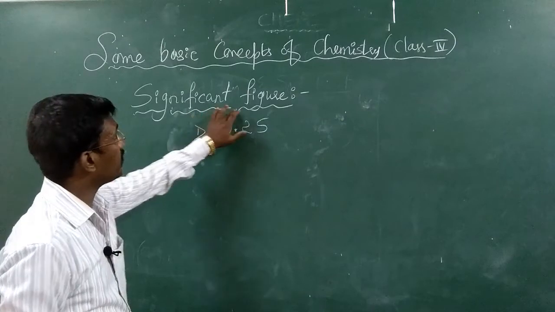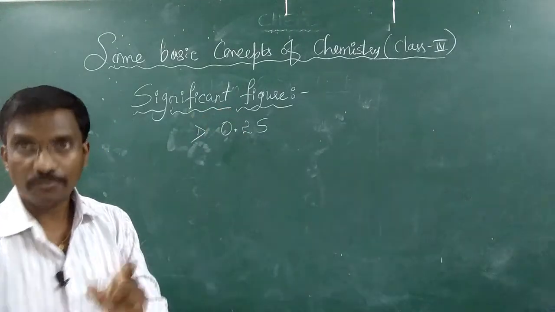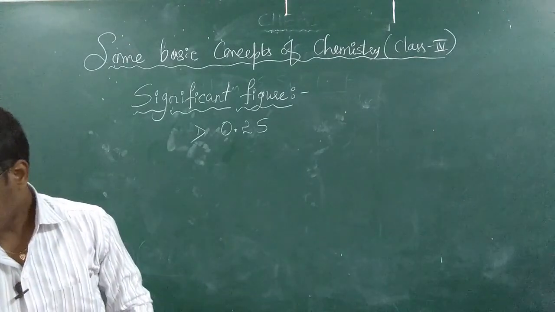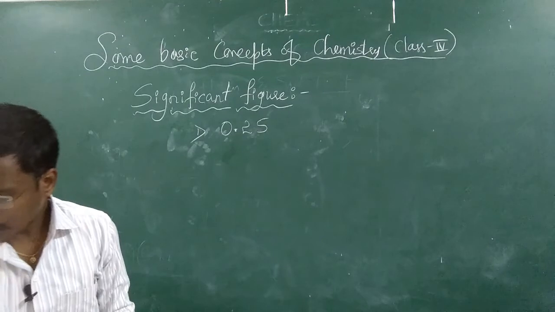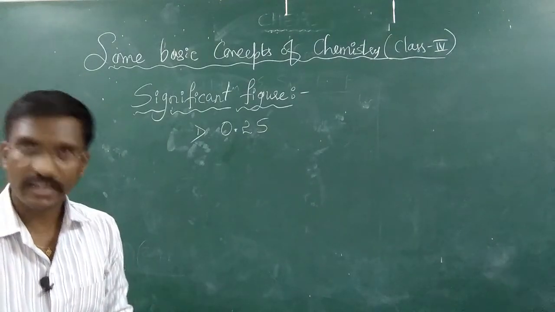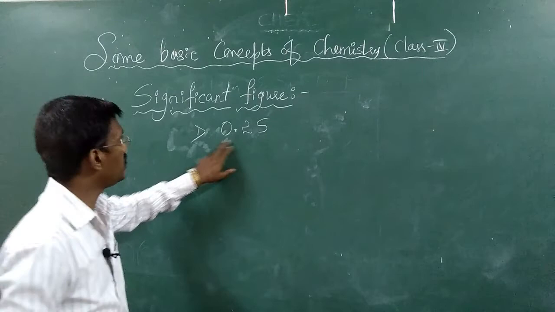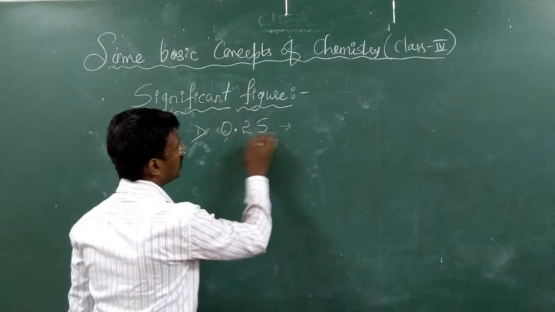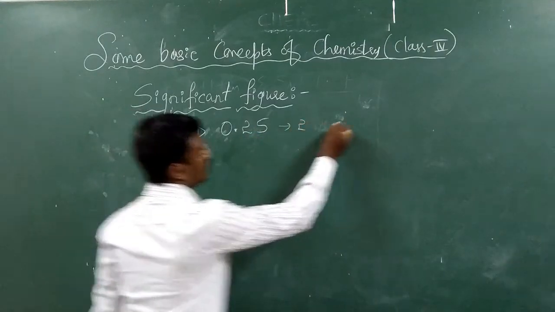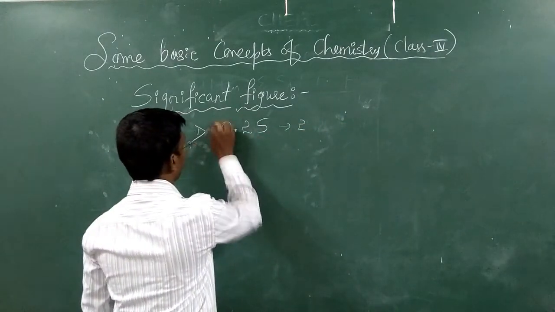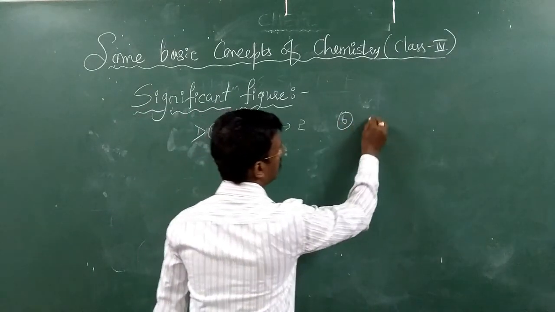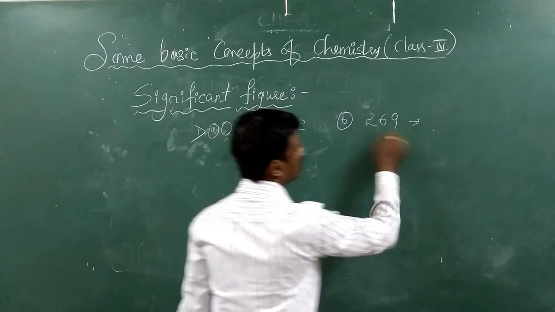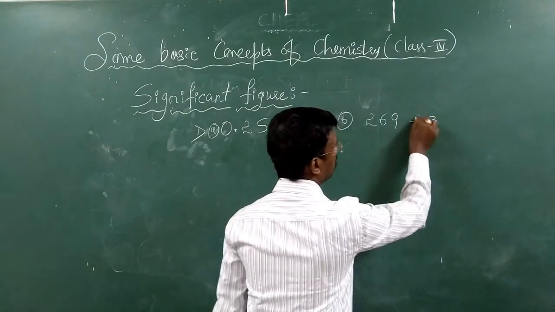The zeros at the beginning of a number are not considered as significant figures; only the non-zero digits are. Initially we have 0.25, so the significant figures of this number are only 2, the non-zero digits 2 and 5. That is example 1. The second example is 269. It has only non-zero digits, so the total is 3, and the significant figures are 3.